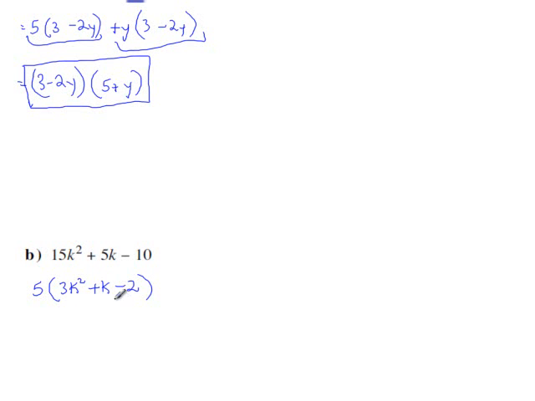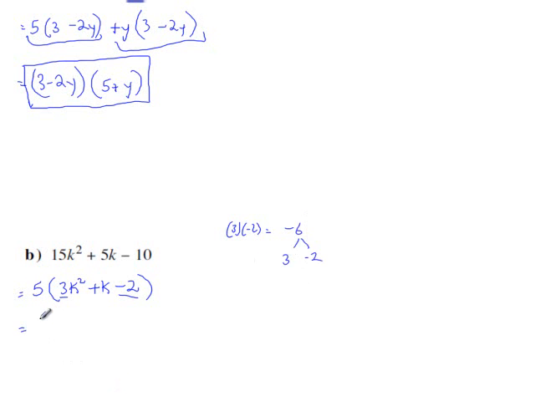Now you need to see if this inside the brackets is factorable. So you'll take your k squared coefficient, 3, multiply by your number term, -2. 3 times -2 equals -6. We need two factors of -6 that add up to +1. So +3 and -2 should work. 3 times -2 is -6. 3 plus -2 is +1.